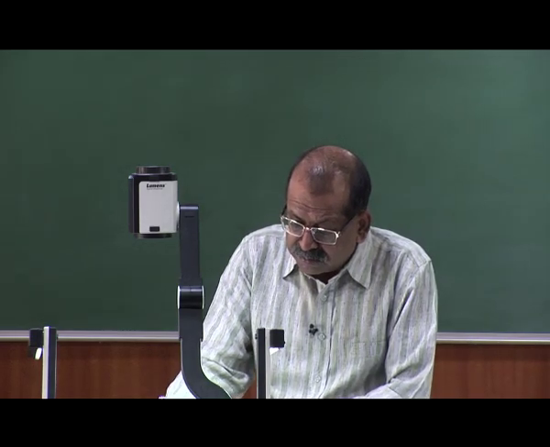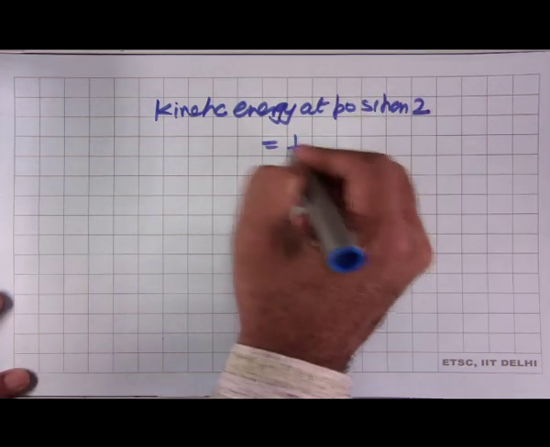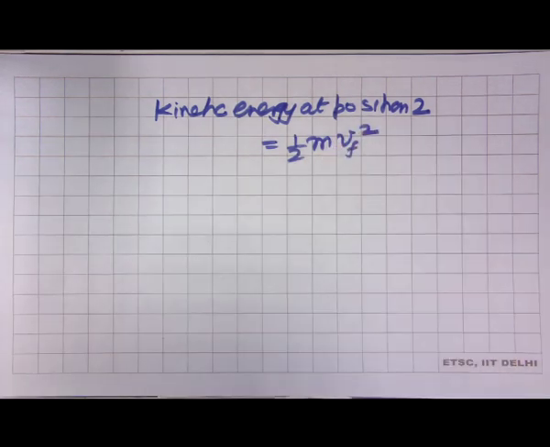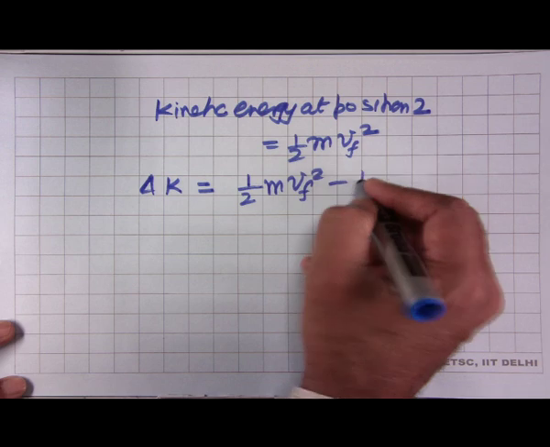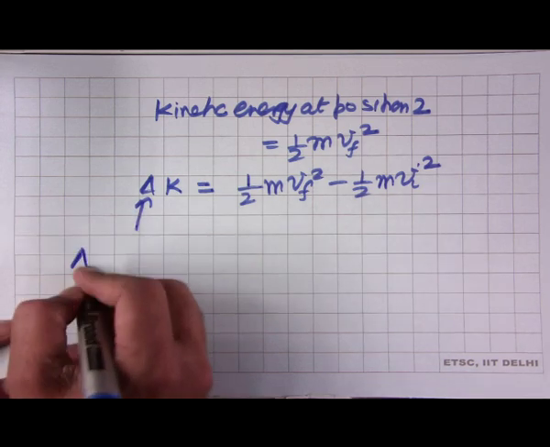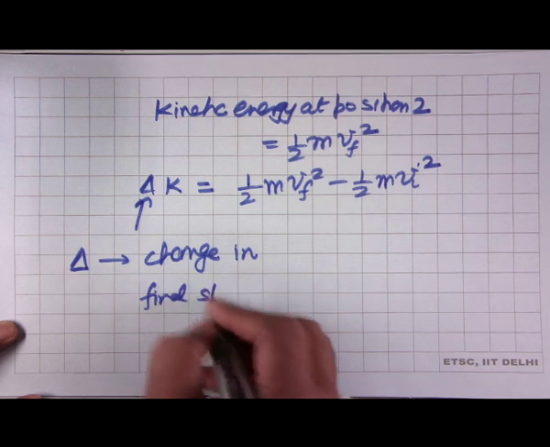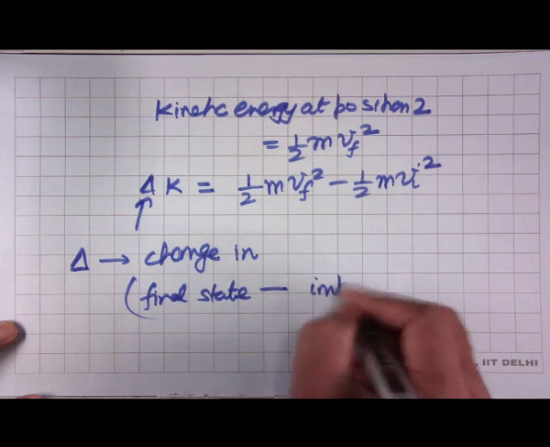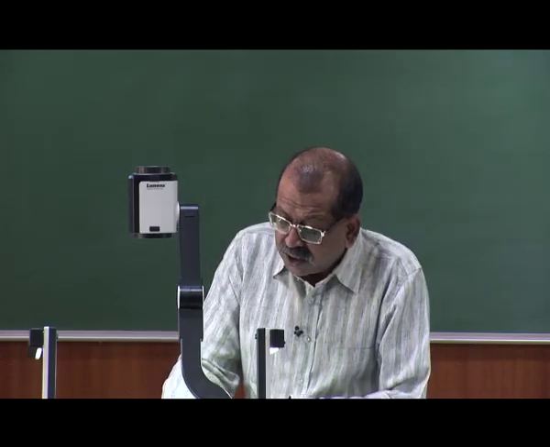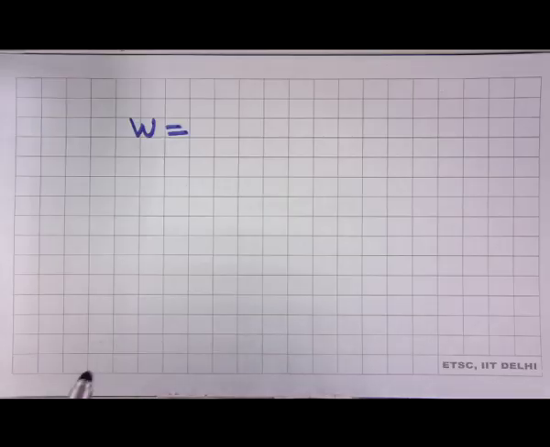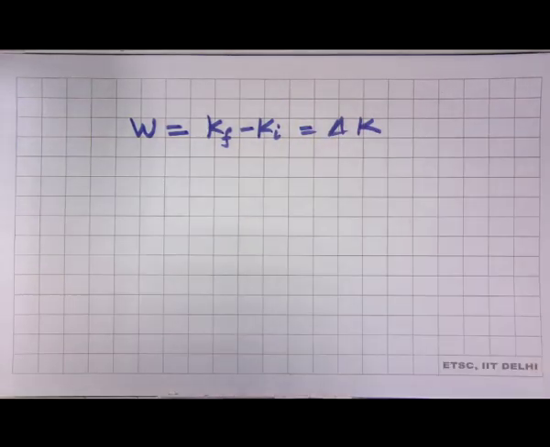The kinetic energy at position 2 is equal to half m V f square, and the change in kinetic energy we can write as half m V f square minus half m V i square. This symbol delta which we use means change in, and this is always the final state quantity minus the initial state. And the work kinetic energy theorem, or the work energy theorem, tells us that the work done by forces when the particle moves from state 1 to state 2 is equal to the change in kinetic energy, and this is simply the work energy theorem.